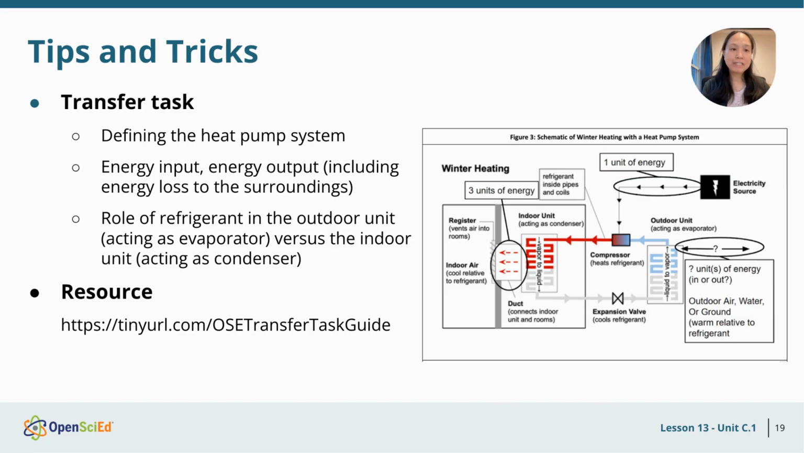For the heat pump transfer task, I found that students struggled to understand the boundaries of the heat pump system. So I modified the schematic of winter heating with a heat pump system to assist students in considering the energy inputs and outputs of the heat pump system. For a helpful resource, the link provided goes to a practical guide on how to make transfer tasks work. This guide is one of many articles in the OpenSciEd on-demand support library that may be useful for you.